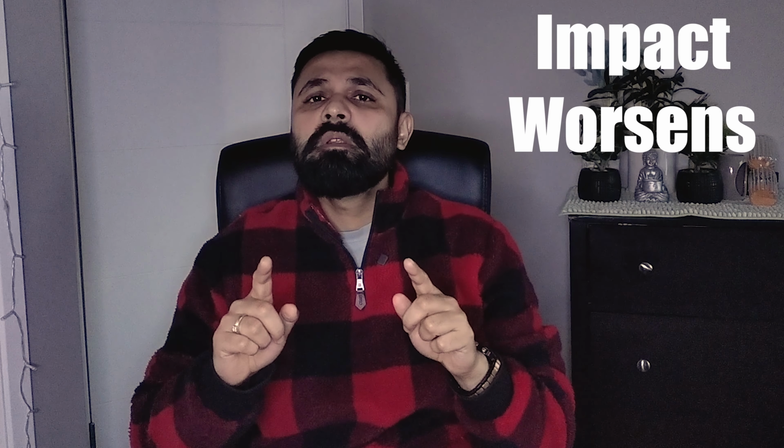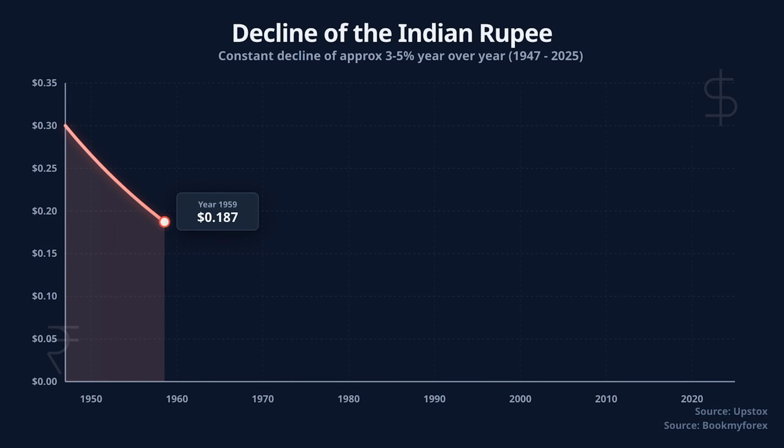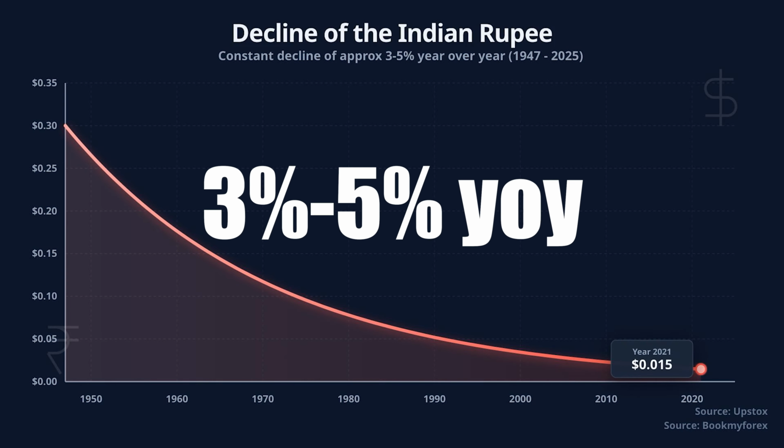But this is not all. The impact worsens when the global oil prices jump, like in wars, global crisis events. That's more dollars out of the country, rupee weakens and dollar strengthens. Until India narrows its trade deficit, the rupee will keep on doing what it has been doing for decades, weakening at 3 to 5% a year.